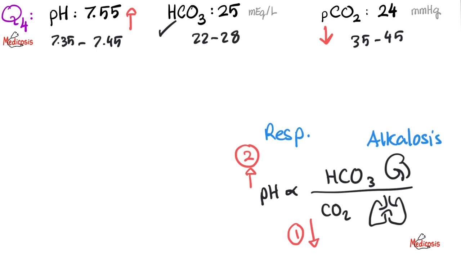Did the kidney do anything to try to compensate? No, the bicarb did not budge an inch. Therefore, bicarb did not move. The kidney is not trying to compensate, which makes this uncompensated respiratory alkalosis.